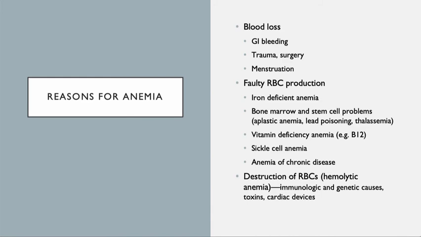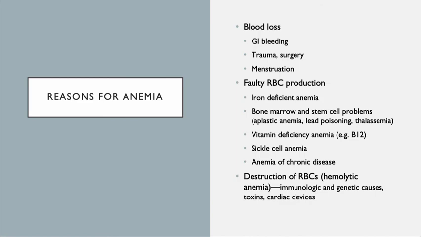Okay? You can have bone marrow or stem cell problems. We have this problem with aplastic anemia, lead poisoning, thalassemia, different other reasons for stem cell problems. We can have vitamin deficiency anemia, like B12 deficiency or folate deficiency. We can have sickle cell anemia. We can have anemia of chronic disease, where there's just this chronic disease that's present that prevents a correct amount of erythropoietin production, etc.